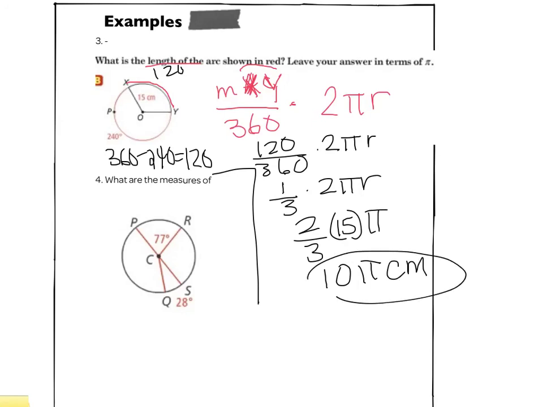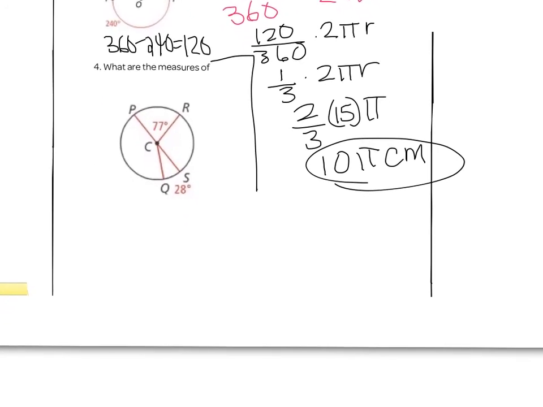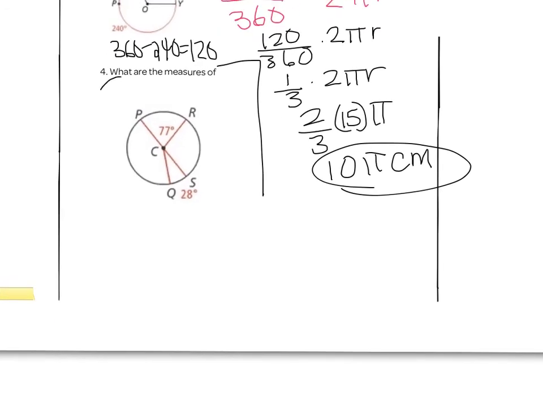We're done. So last but not least, let's look at question 4. What are the measures of, well, I'd like to know what the measure of arc PR is. What's arc PR? What does that measure? Okay, so if you look at it, you should clearly see that the measure is 77 degrees.